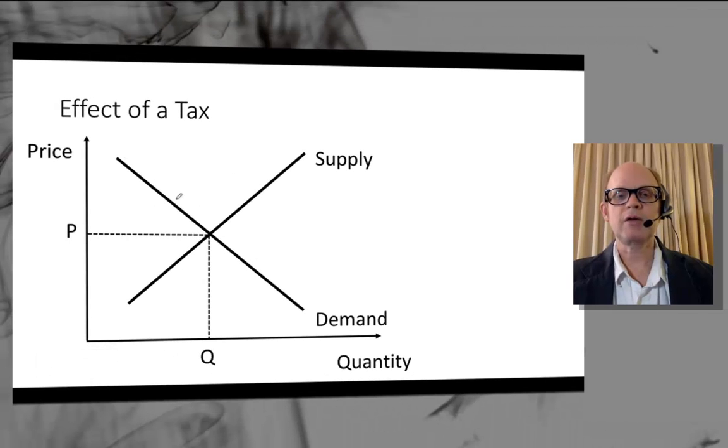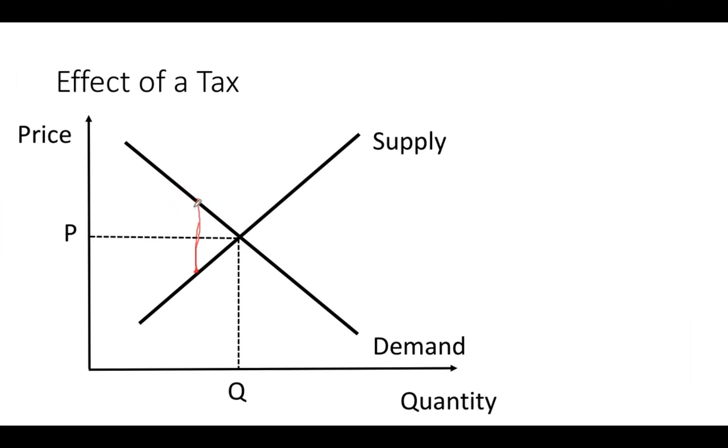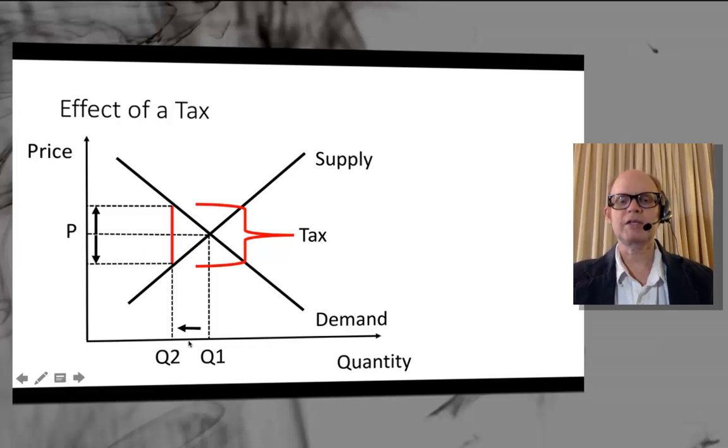So remember, this is the demand curve, supply curve, and the tax is a wedge between the price paid by buyers, which is up here, and the price received by sellers. So this line right here is the amount of the tax. You can even draw these two lines to indicate the price paid by buyers, the price received by sellers. And this is the new quantity, which is lower than the original equilibrium. There we go. So there is the tax.